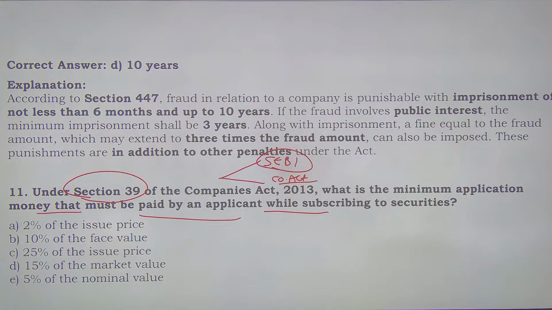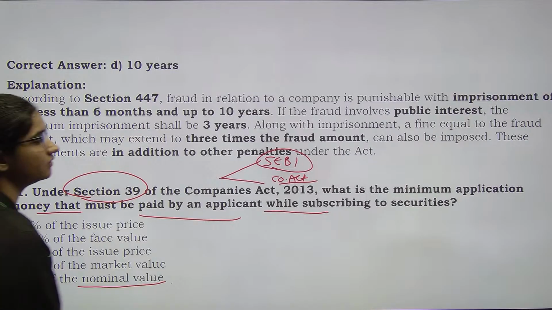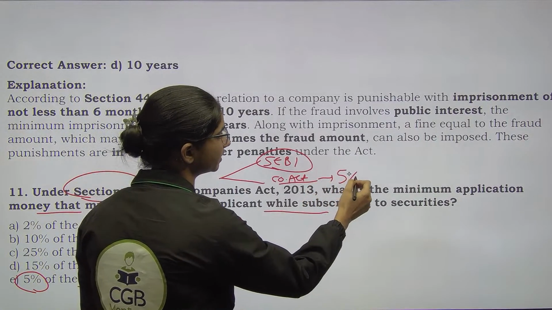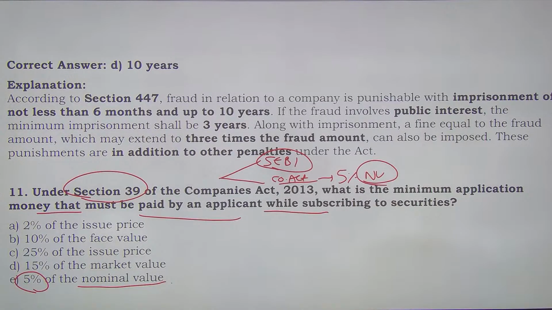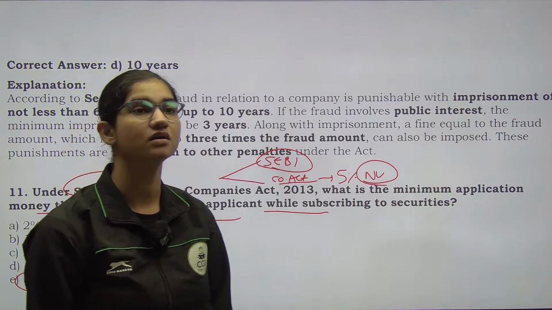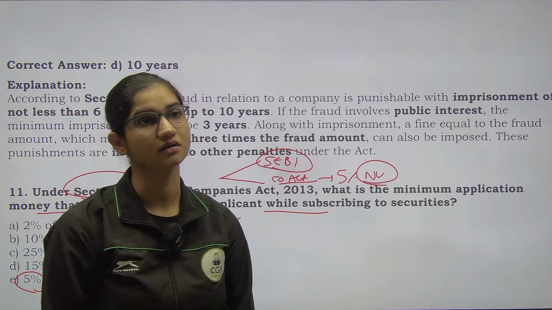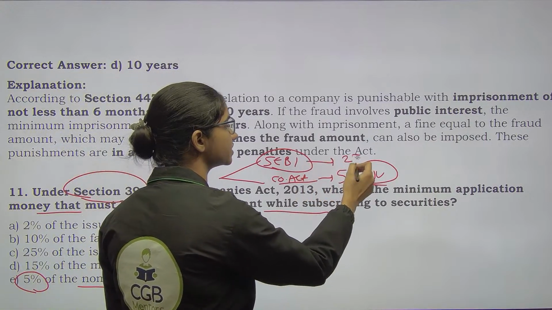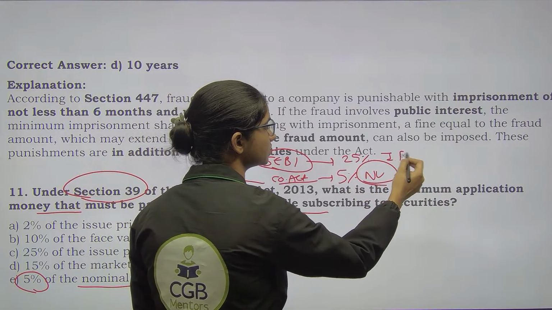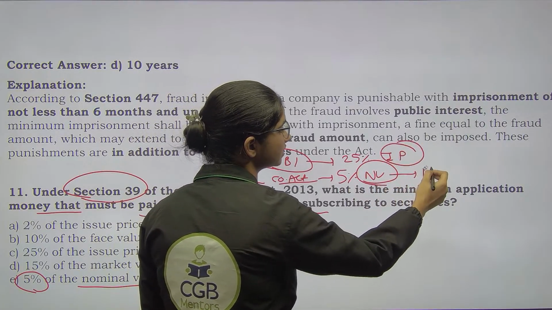Yes, the answer here is 5% of the nominal value. Okay, 5% of the nominal value will be the minimum amount of money that will be given by an applicant of the shares on the application. Okay. According to SEBI, how much is it? It is 25% of the issue price. Okay. So nominal value is basically the face value.